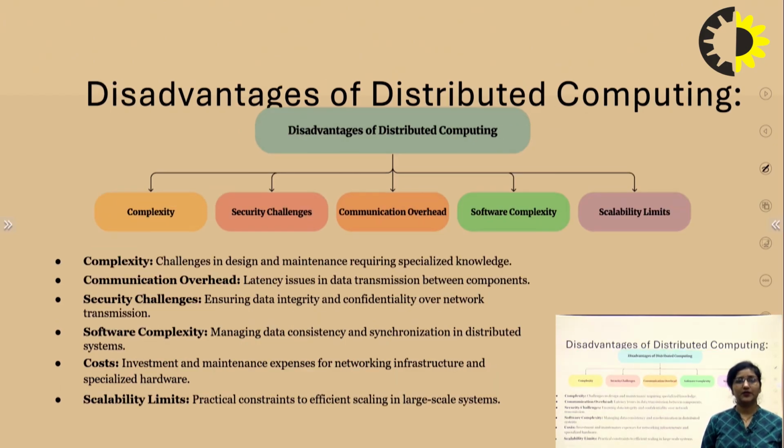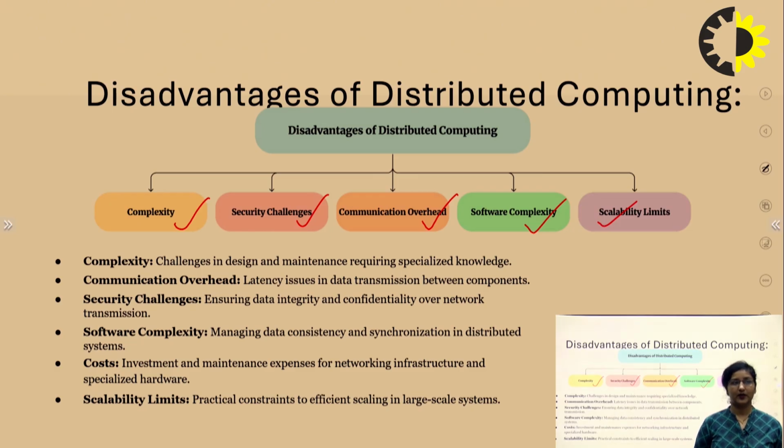Along with this, distributed computing has certain disadvantages as well, like complexity, security challenges, communication overhead, software complexity, cost, and scalability limits. So, the first one is complexity: challenges in design and maintenance requiring specialized knowledge. This is the major problem.